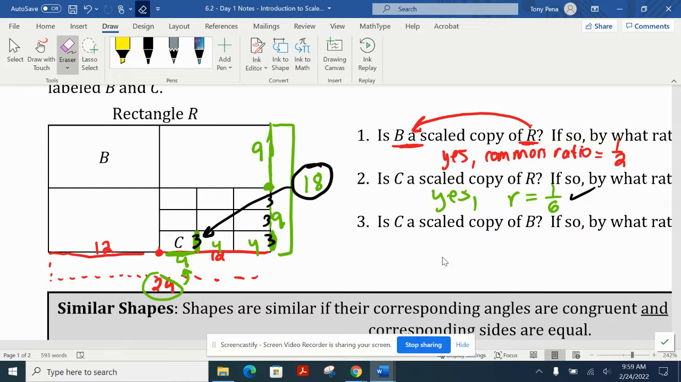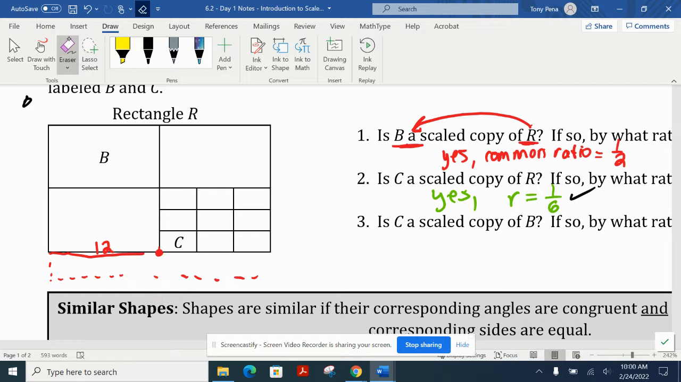All right, letter C, last one here, or number 3, which is dealing with letter C. Try that one, see if we're understanding this. This is not easy to see. Again, there's a reason we're going to spend a few days on this. So find little rectangle C, but now you're going to compare it to rectangle B.